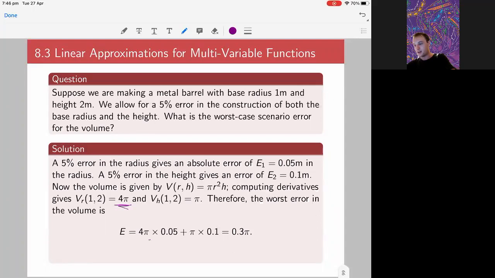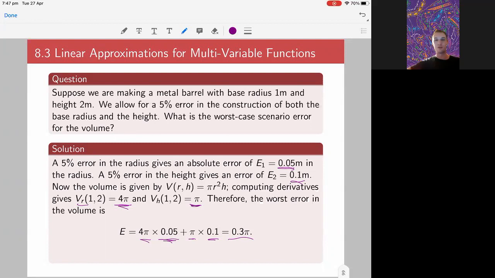This is enough information to give us our error formula. The error is going to be 4 pi times the error in the r component, plus the derivative in the h component times the error in the h component. So this gives us an absolute error of about 0.3 pi.